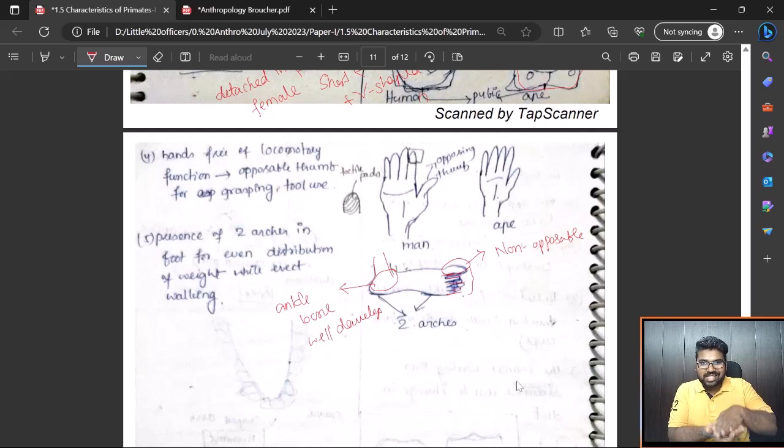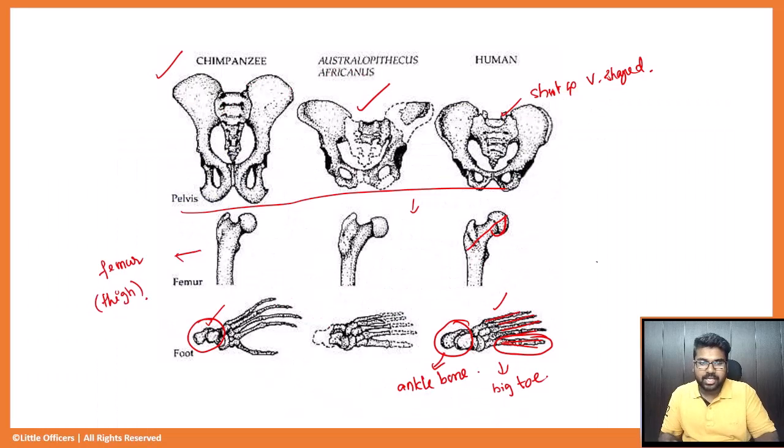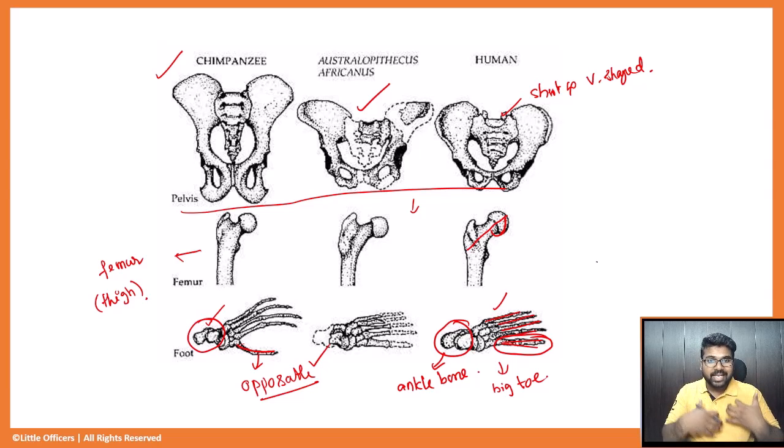All of them are in the same plane, and this modification is taken in order to support that entire weight. But in case of chimpanzee and other apes, this is a prehensile or opposable big toe. That's the reason why they can even grasp with the help of the leg, but not humans. We can't grasp with that much ability with our feet, but they are well developed for holding entire weight.